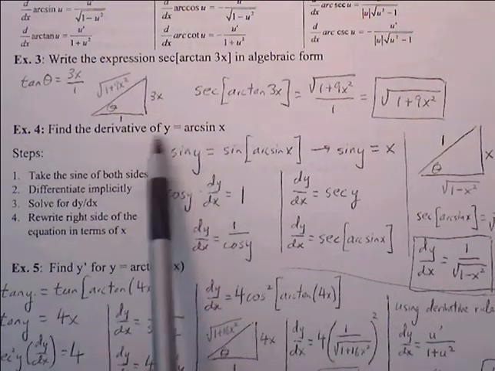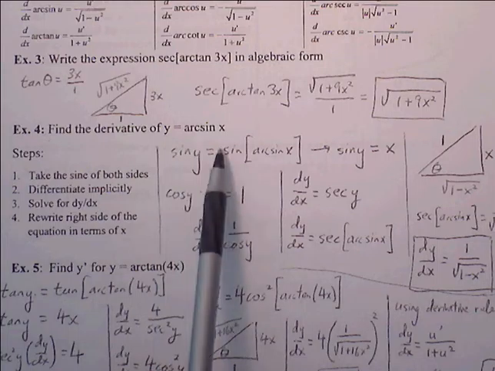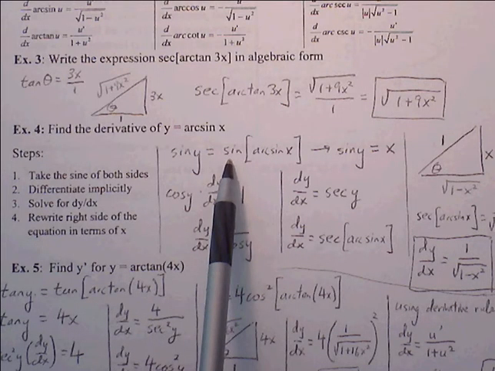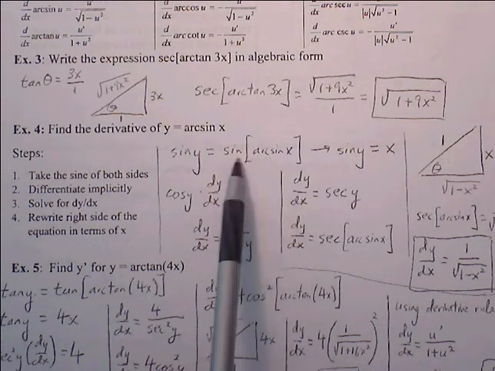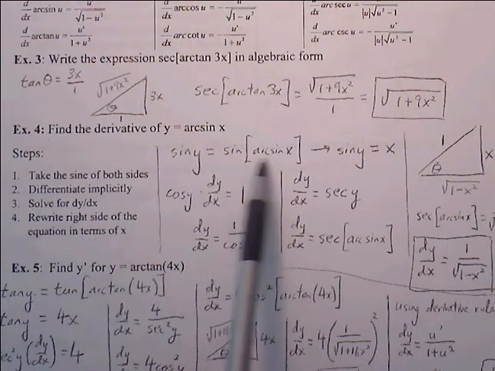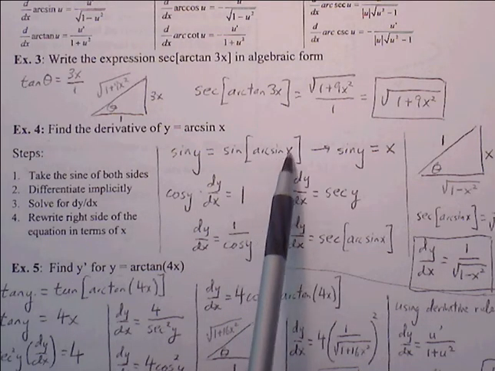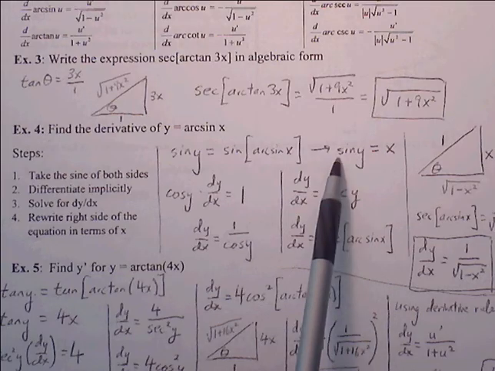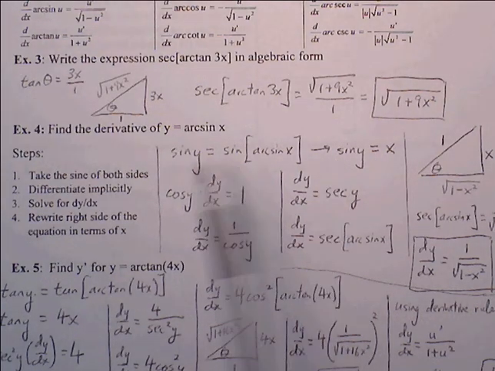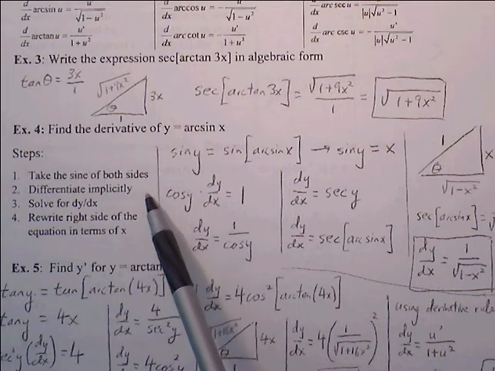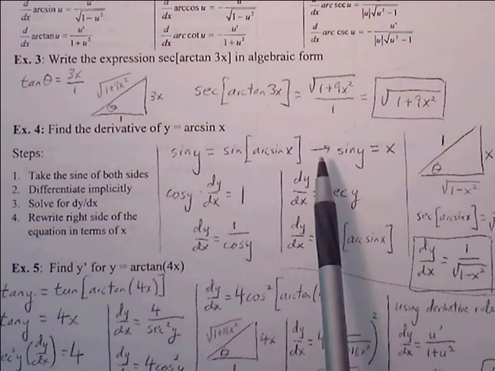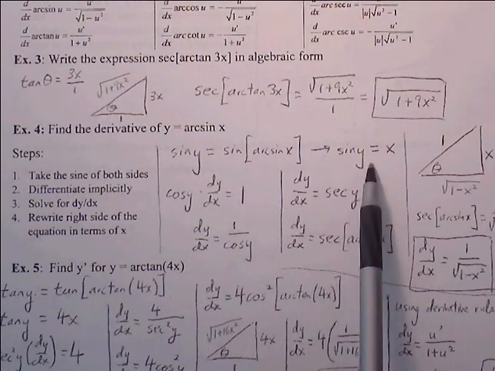If I take the sine of both sides, sine of y is equal to sine of arc sine of x, and we know this property simply reduces to just x. So now we've rewritten the equation as sine of y is equal to x. Second step, we find the derivative implicitly. The derivative for sine of y becomes cosine.